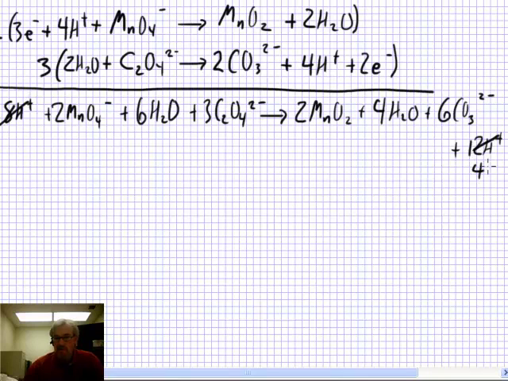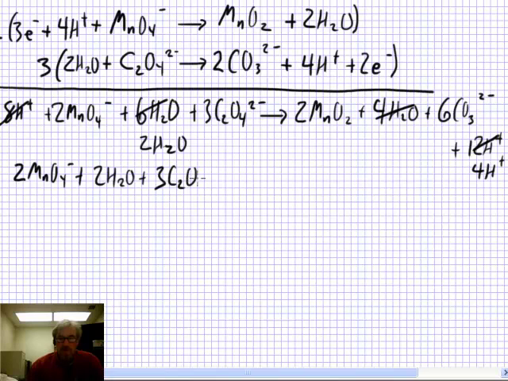And the same thing is true for water. I have 4 waters on the right and 6 waters on the left. So I'll just subtract 4 waters from both sides, and that leaves me with 2 waters. So I'll rewrite this to clarify. 2 MnO4 minus plus 2 water plus 3 C2O4 2- gives 2 MnO2 plus 6 carbonate plus 4 H plus.